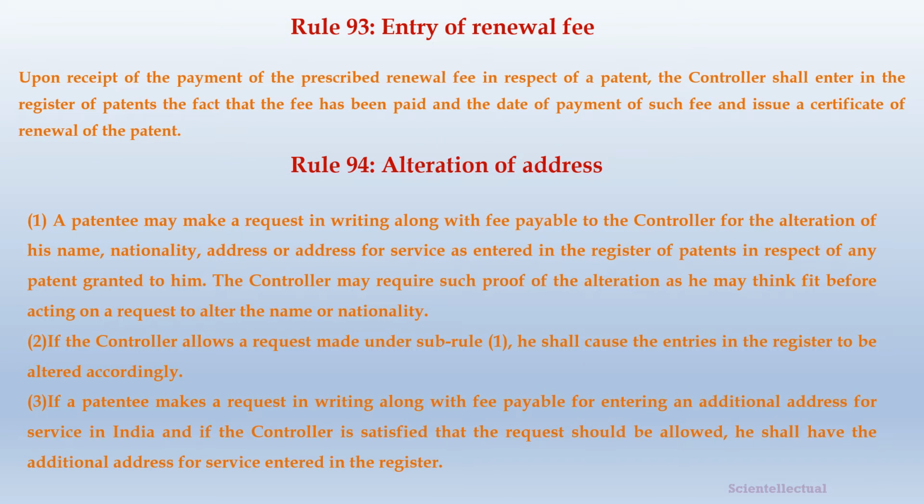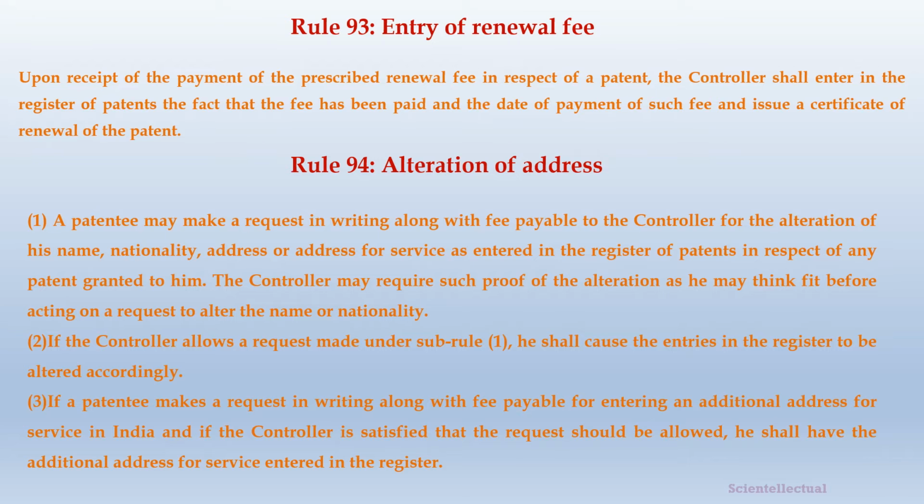Other relevant rules are Rule 93 and Rule 94. Rule 93 says that upon receipt of the payment of the prescribed renewal fee, the controller shall enter in the register of patents that the fee has been paid, and the date of payment will be registered, and he will issue a certificate that the renewal fee has been paid.